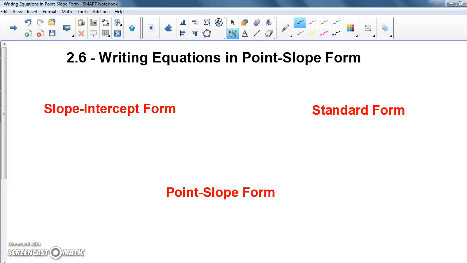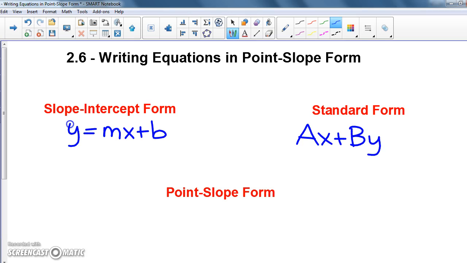Everyone, today we're going to talk about a new form called point-slope form. Previously we've done two other forms. We've done slope-intercept form, which you can see here, and that's y equals mx plus b. Okay, so go ahead and copy that down. We've also done standard form, and remember that's ax plus by equals c, a, b, and c being numbers. The next form we're going to learn about, and the last form, by the way, is called point-slope form.